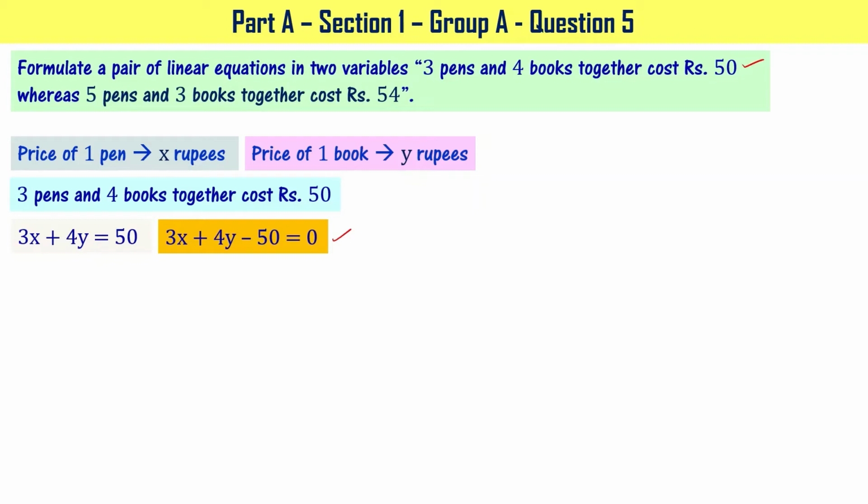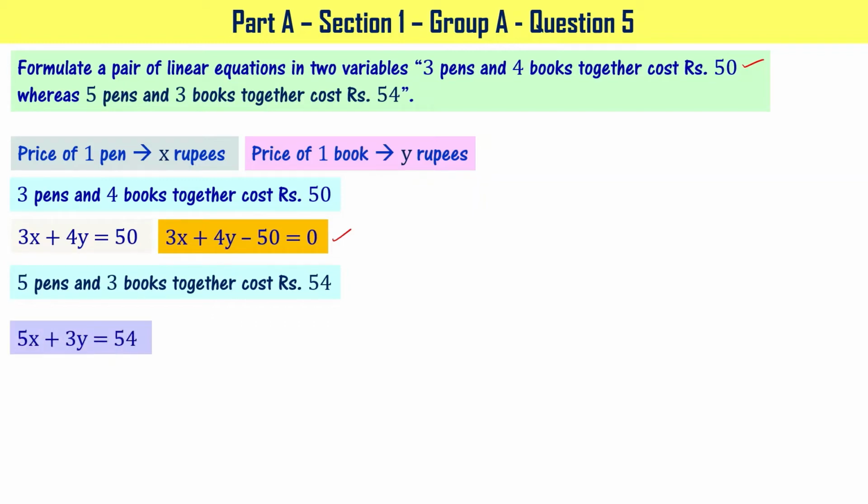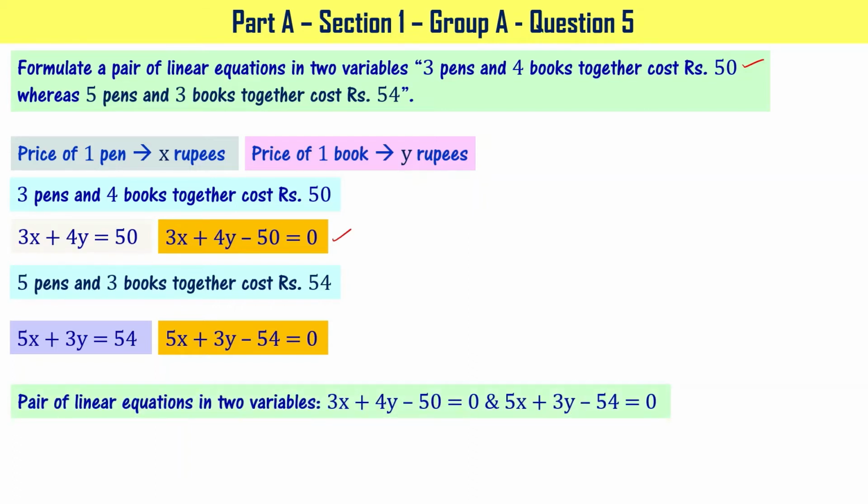Let's write the next statement, that is 5 pens and 3 books together cost 54 rupees. This can be written as 5x plus 3y equal to 54, right? Let me rearrange and write it as 5x plus 3y minus 54 equal to 0. So to answer the question, the pair of linear equations in two variables are 3x plus 4y minus 50 equal to 0, 5x plus 3y minus 54 equal to 0. Let's go to the next question now. That is question number 6.